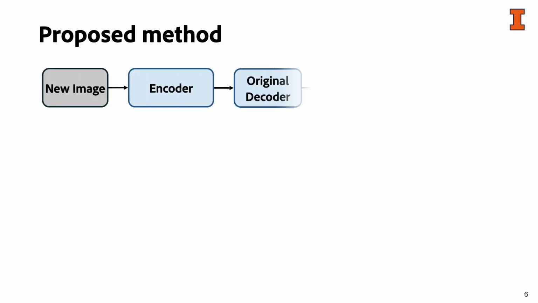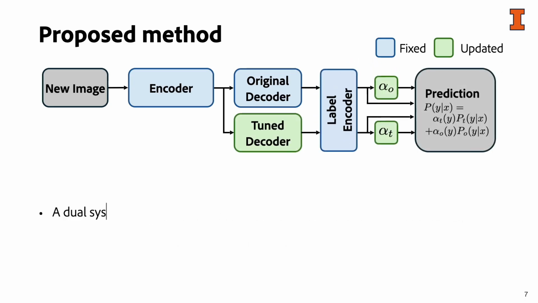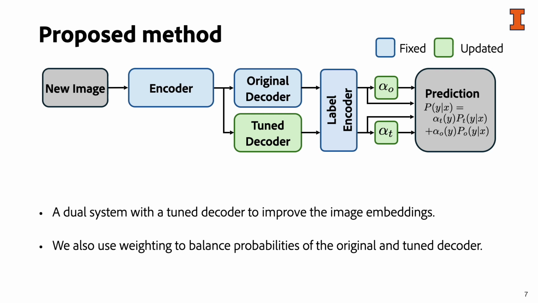Our method is inspired by the dual system design, containing an original model and a tuned model. The original model contains an encoder, an original decoder, and a label encoder that converts image embeddings to probabilities for candidate labels. Our tuned model has a tuned decoder to incorporate new data.